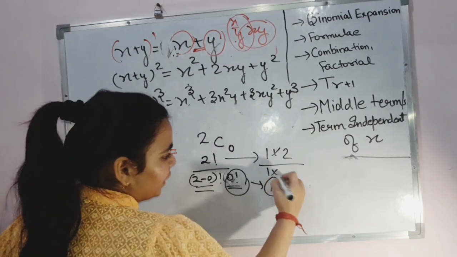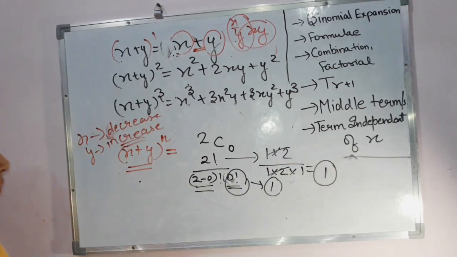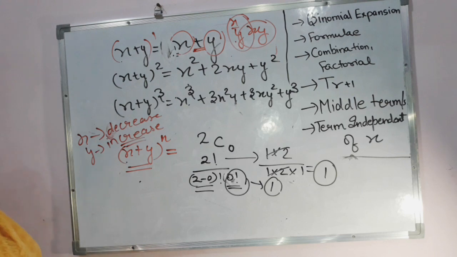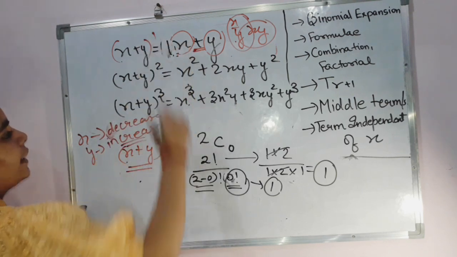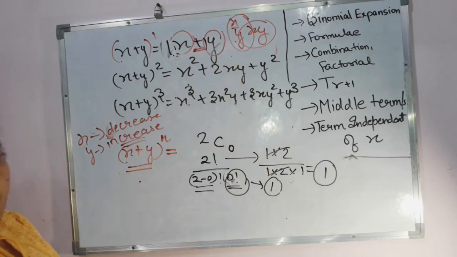factorial, that is 1 into 2 into 1. This all cancels out, that means I am having 1 with me. So if I don't write anything or if I write 1, will it make any change? No. So this is 1 over here, 1x, right? Similar will be for y, this is 1 times.